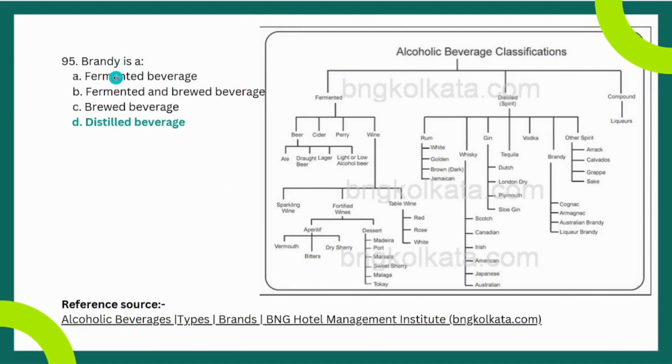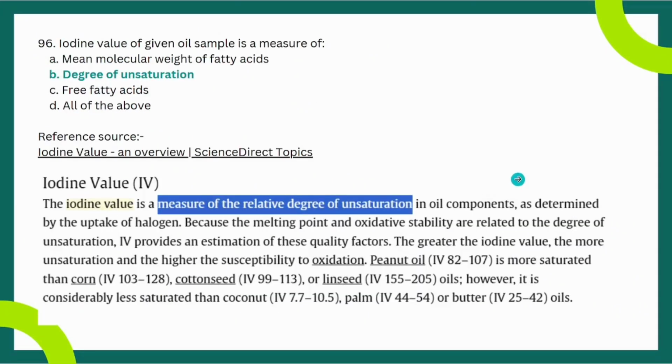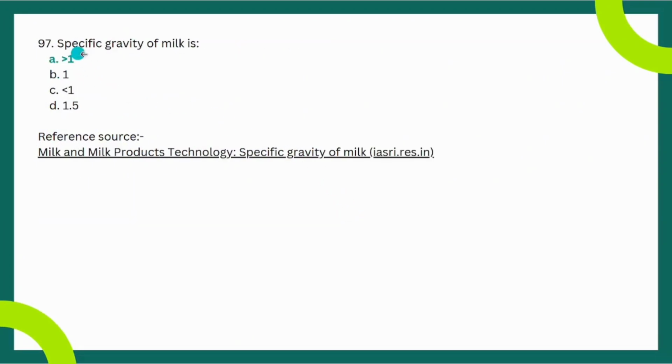Next question. The brandy is a distilled beverage. I have given the classification. Have a glance. The next question. Iodine value of a given oil sample is a measure of degree of unsaturation. Next question. Specific gravity of milk is always greater than 1. So I have given the sources. Look over it.